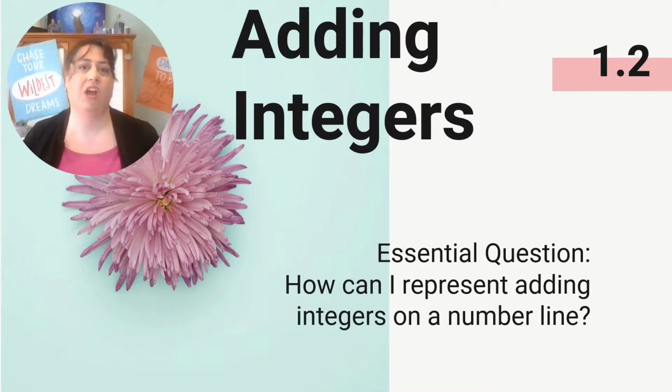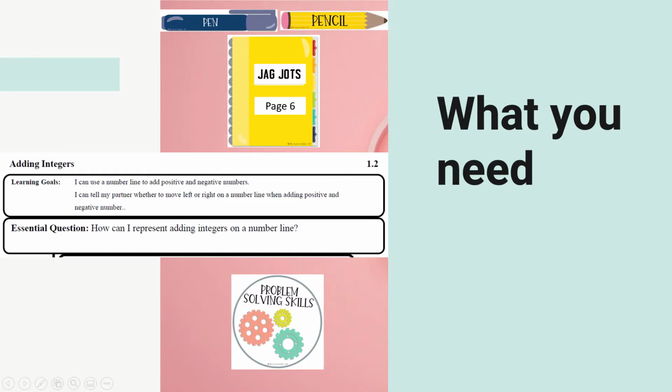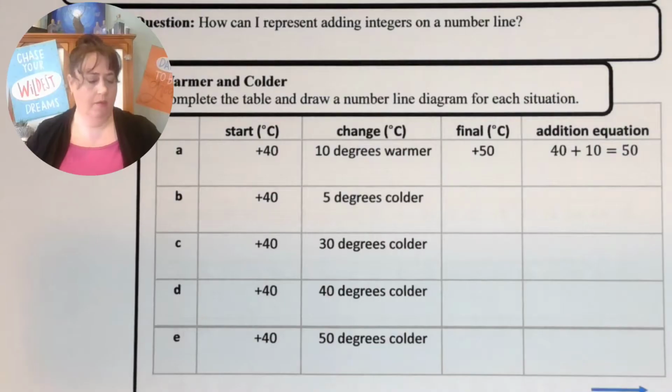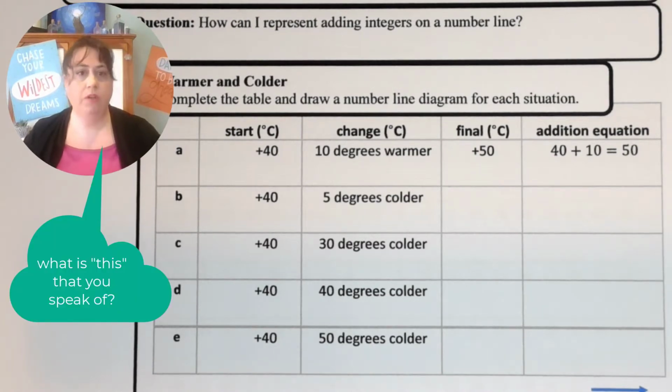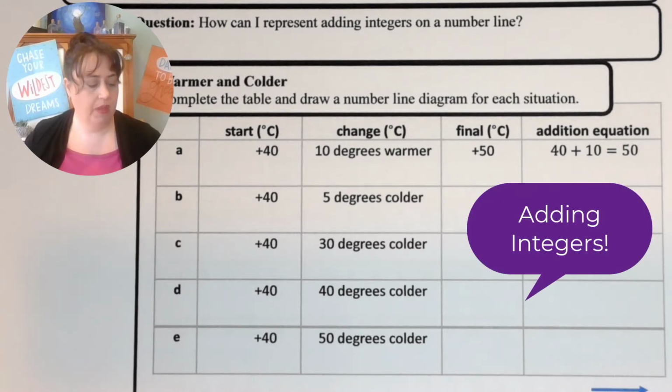Today we're going to be talking about adding integers and how I can represent adding integers on a number line. So let's get started. You're going to need a pen and a pencil, and your Jaguar Jaws starting on page 6. It'll say adding integers and how can I represent adding integers on a number line. All right, so let's get started on this. We're going to be looking at warmer and colder temperatures to help us understand this.